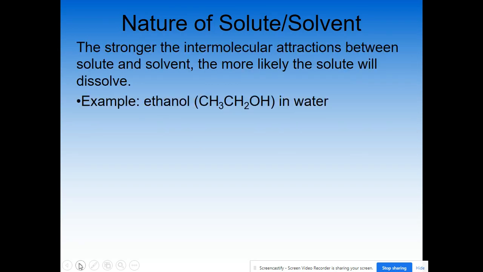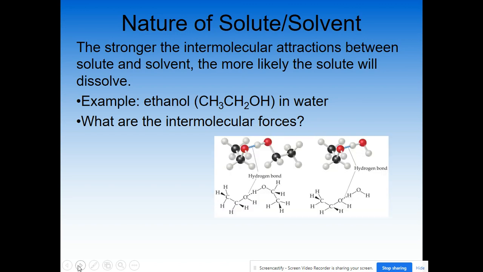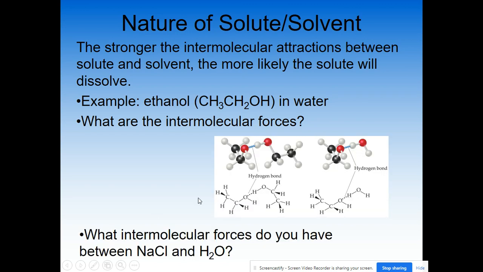So here we have something that's polar, ethanol. It has the ability to do hydrogen bonds with water. So that would dissolve very, very well in water because water is polar. So here we have ethanol. Here you see that the ethanol will form hydrogen bonds with itself and also with water. And that's why it's very soluble in water.